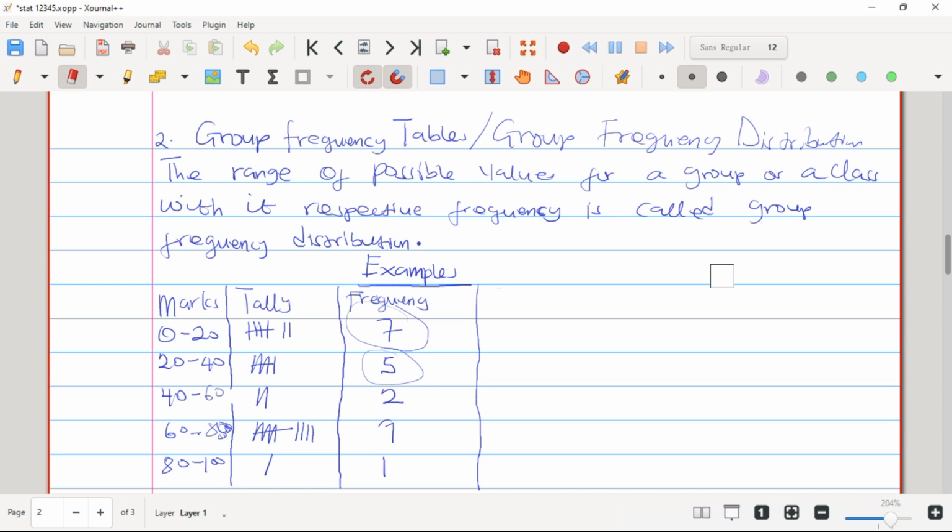What makes a group frequency distribution is that the class will always be in the form of an interval, right? It is surely going to be in a given interval.